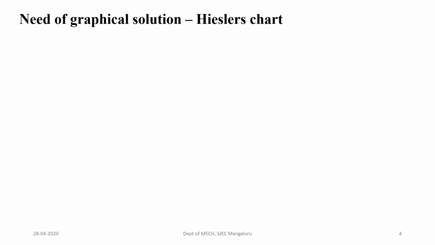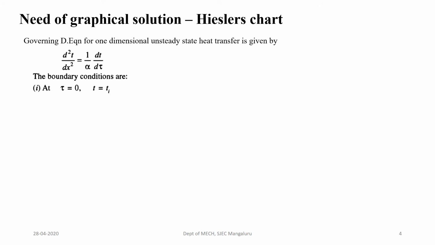Okay, now before we go to the Heisler chart, you should know why the Heisler chart is used. Now for the previous example I have shown, it is one-dimensional heat transfer subjected to unsteady state heat conduction. So the governing differential equation for one-dimensional unsteady state heat transfer is given by this equation: d square T by dx square equal to 1 by alpha into dT by dt. Now if you have to solve this differential equation, we can see it is a second order equation in space, that is x, and a first order equation in time.